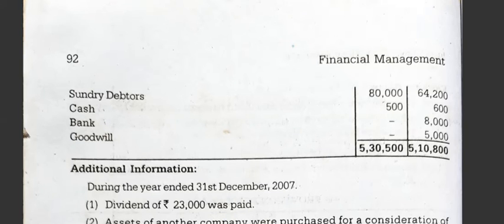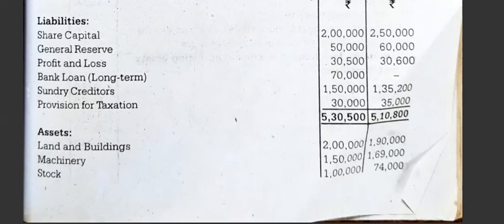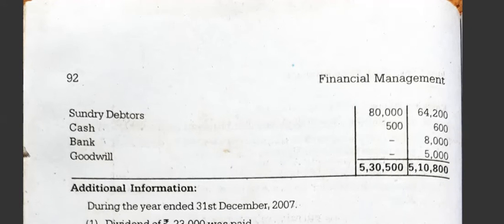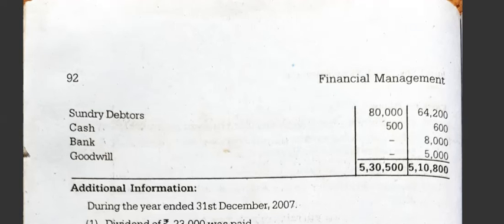Next is land and building. Land and building will go for the investing activity. See here, land and building will go for the investing activity. Machinery will go for the investing activity. Then stock, then sundry debtors, cash and bank. These things will go for the current assets.